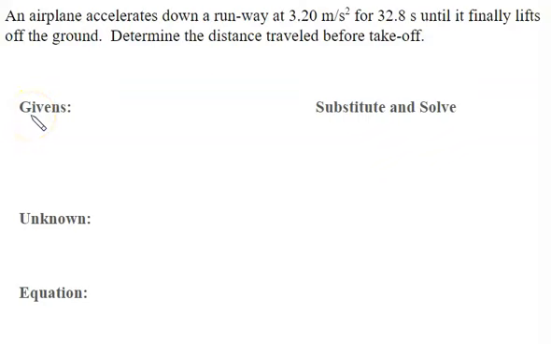An airplane accelerates down the runway at 3.20 meters per second squared for 32.8 seconds until it finally lifts off the ground. Determine the distance traveled before takeoff. So if I have two airplanes here, let's see.